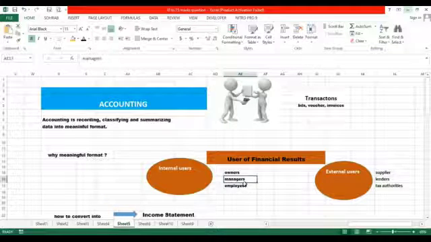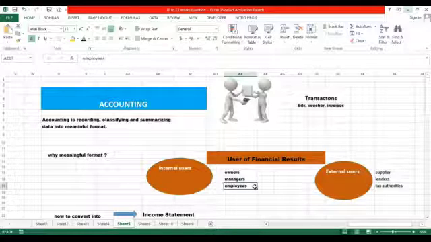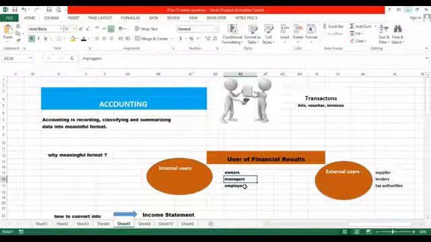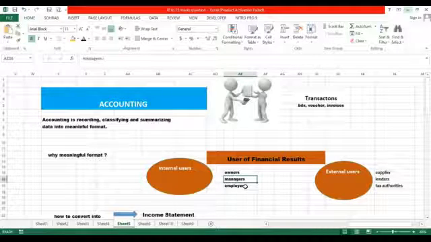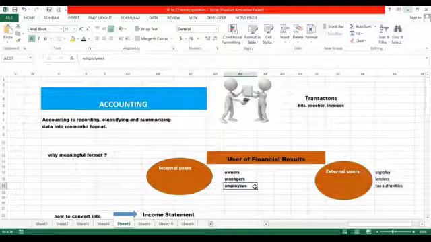They are divided into two categories: internal users and external users. People who are within the organization are called internal users, like owners, managers, and employees. When our information is converted into a meaningful format, the internal users use it. If he is an owner, he will see whether he should invest more money into new projects or not, whether his company is providing satisfactory profit or not, and whether he should go for more projections or not. Such decisions are taken by the owners or investors.